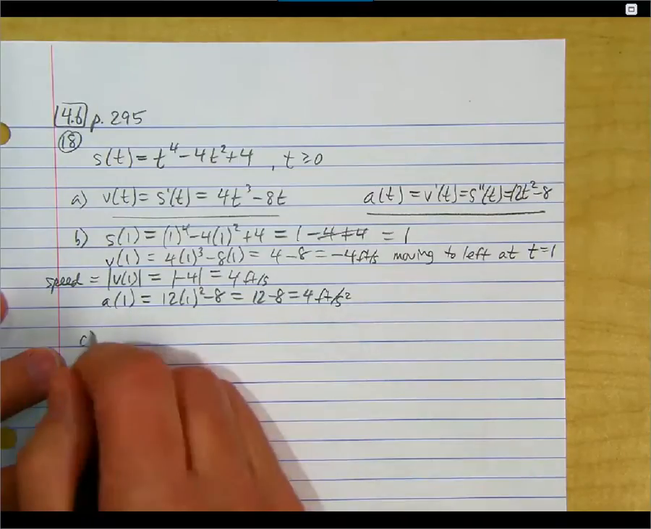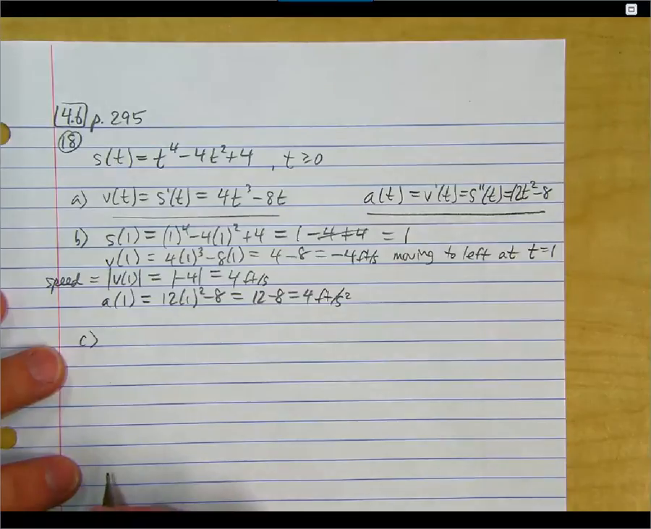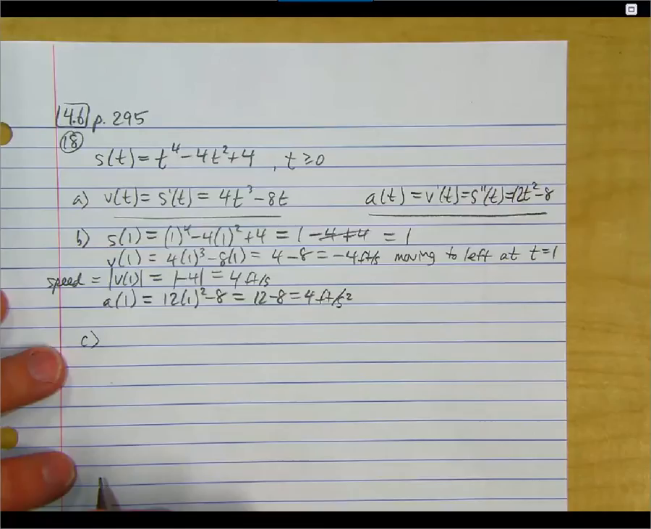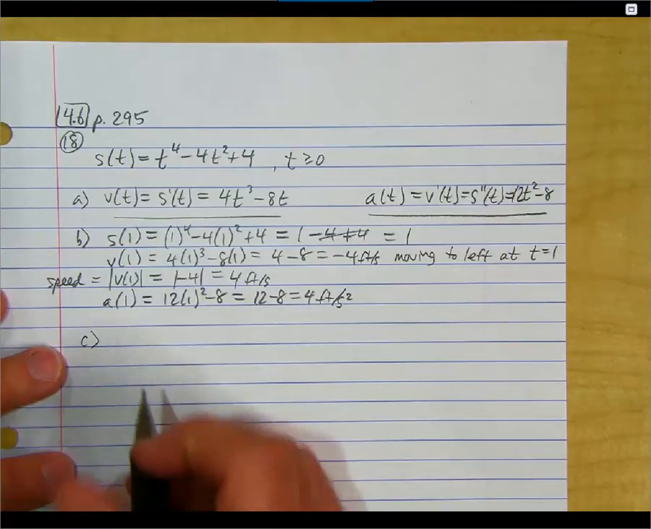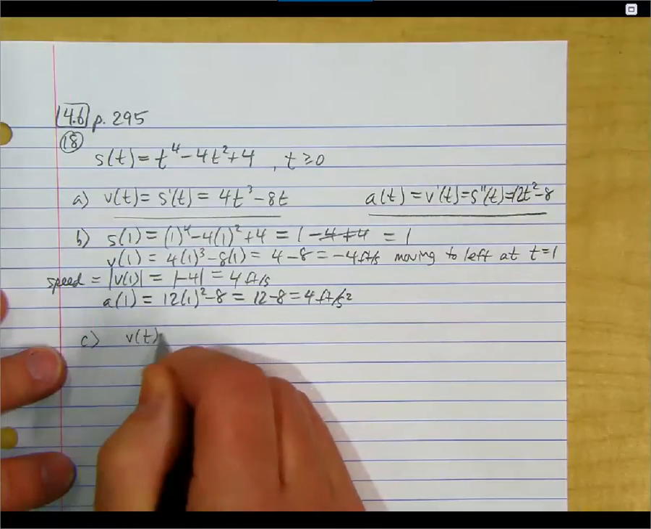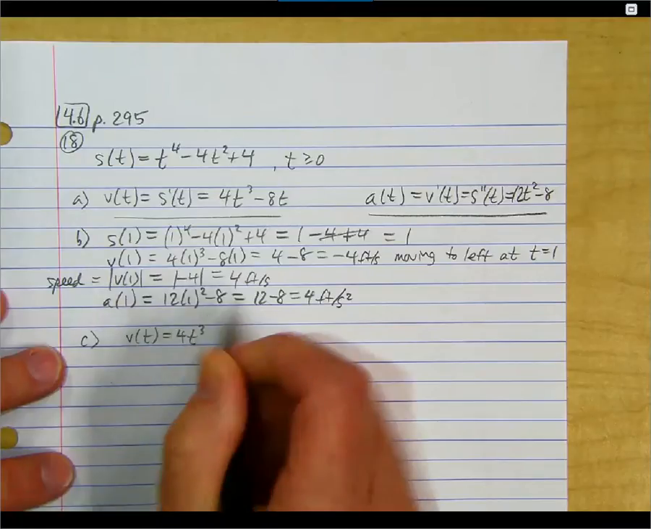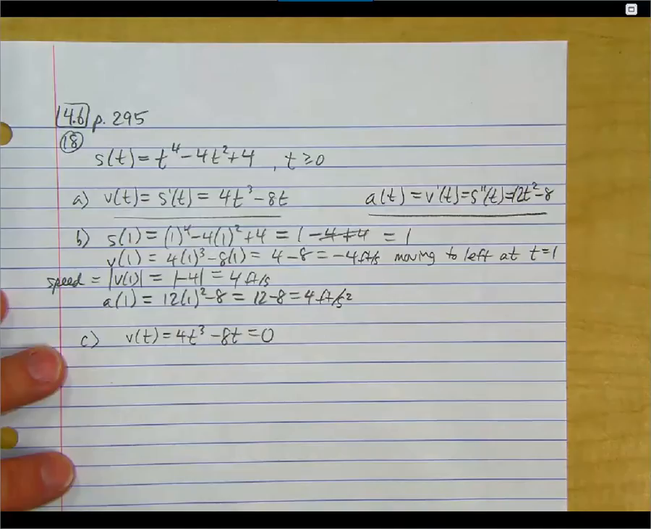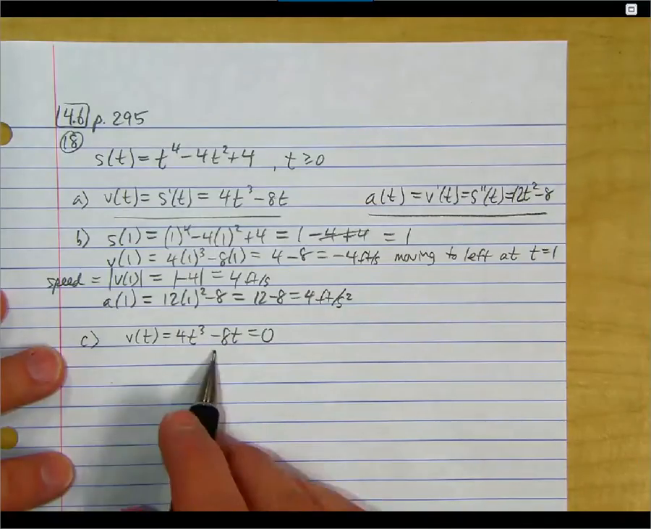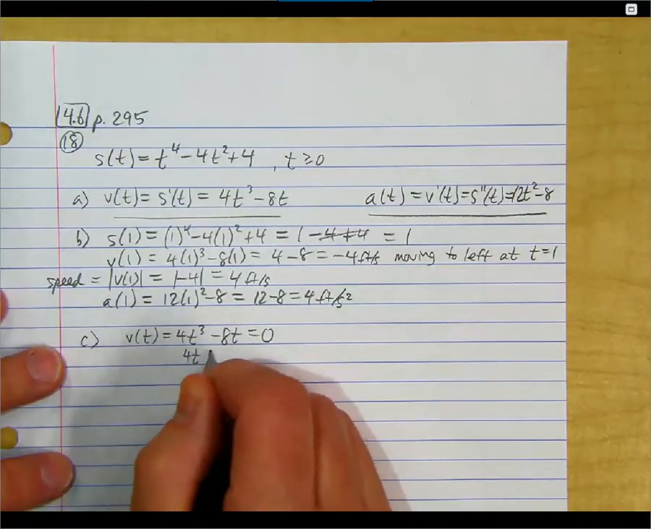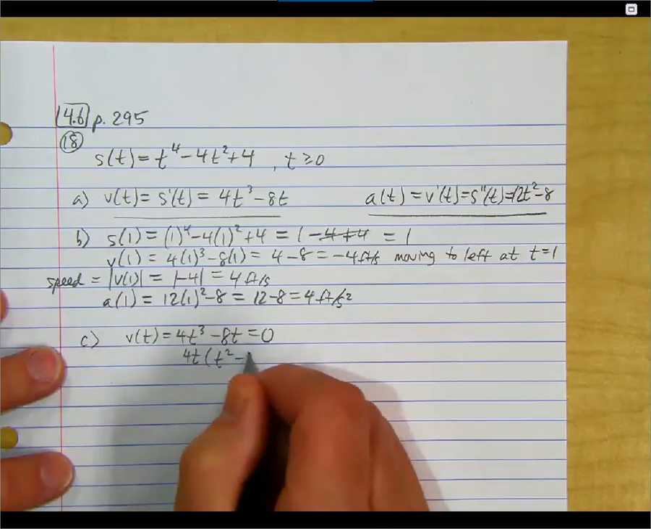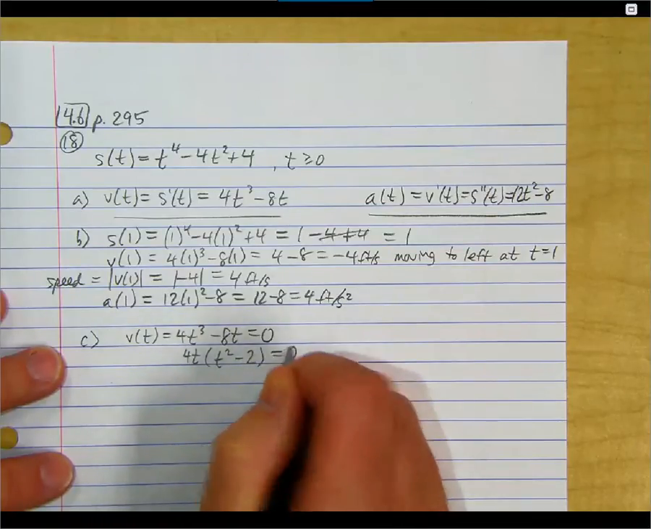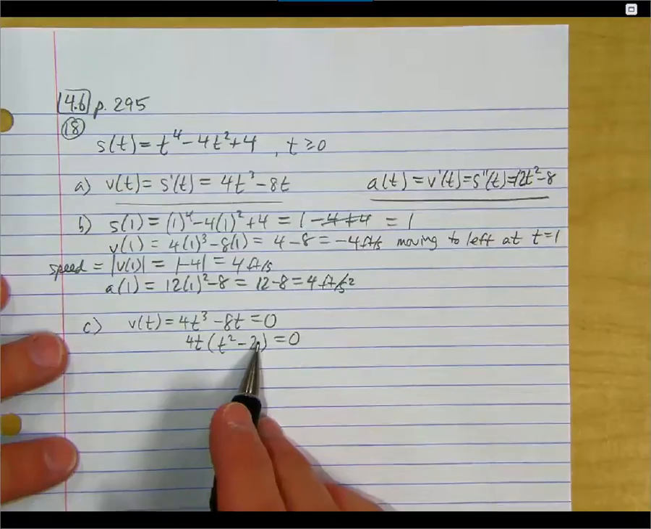Next, part C. At what time is the particle stopped? Well, that means when the velocity is equal to 0. So we're going to take our velocity. I'm just going to copy it down from right up here. I'm going to set it equal to 0. And then I'm going to factor out a 4t if I can. Good. t squared minus 2. Ew. All right, I was hoping for a 1 or a 4 or a 9 or any perfect square, but oh well.